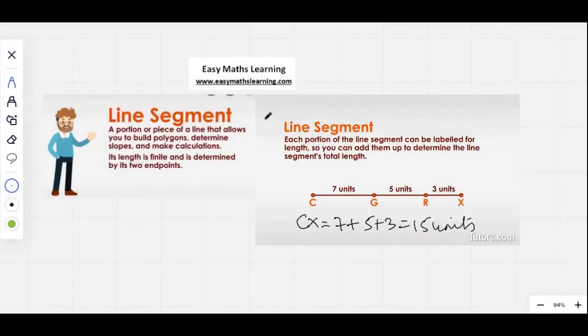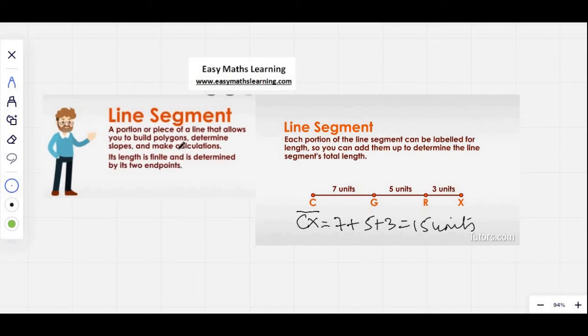So friends, now we are going to learn the next portion, that is line segment. A line segment can be defined as a portion or piece of a line that allows you to build polygons. Polygons, as we know, are enclosed shapes with a minimum of 3 sides. So we can determine the different slopes and make calculations accordingly. Its length is finite and is determined by its 2 endpoints.